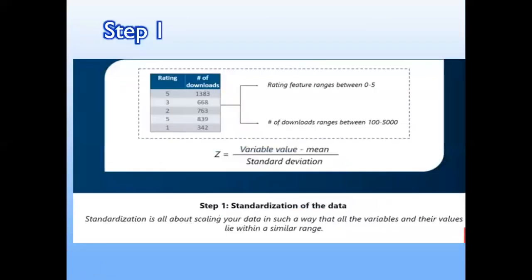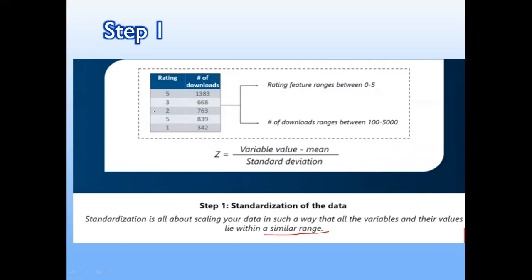So in detail, we can discuss here how each and every step works, right? So in the previous session already, we have discussed this standardization technique, which is one of the pre-processing techniques in any machine learning model, right? So as you know, the importance of standardization techniques, standardization is all about scaling your data in such a way that all the variables and their values lie within a similar range. All the values after the standardization process lie within a similar range.